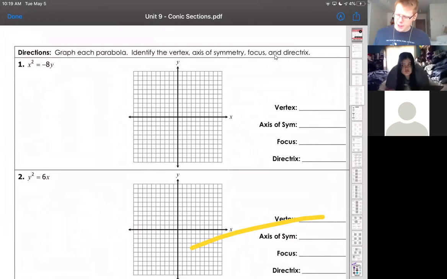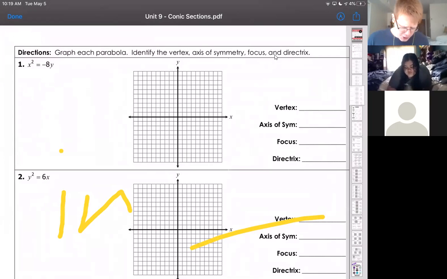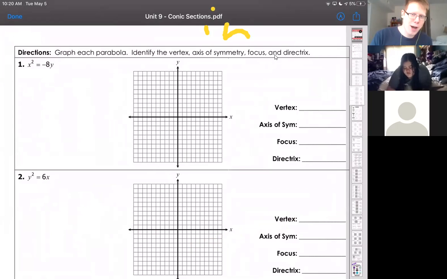So looking at example 1, the first thing you want to think about is your equation. You have x squared equals negative 8y. You want to think about, is your x part squared or is your y part squared? In this problem, since our x is the part that's being squared, that means you're going to have a vertical parabola.